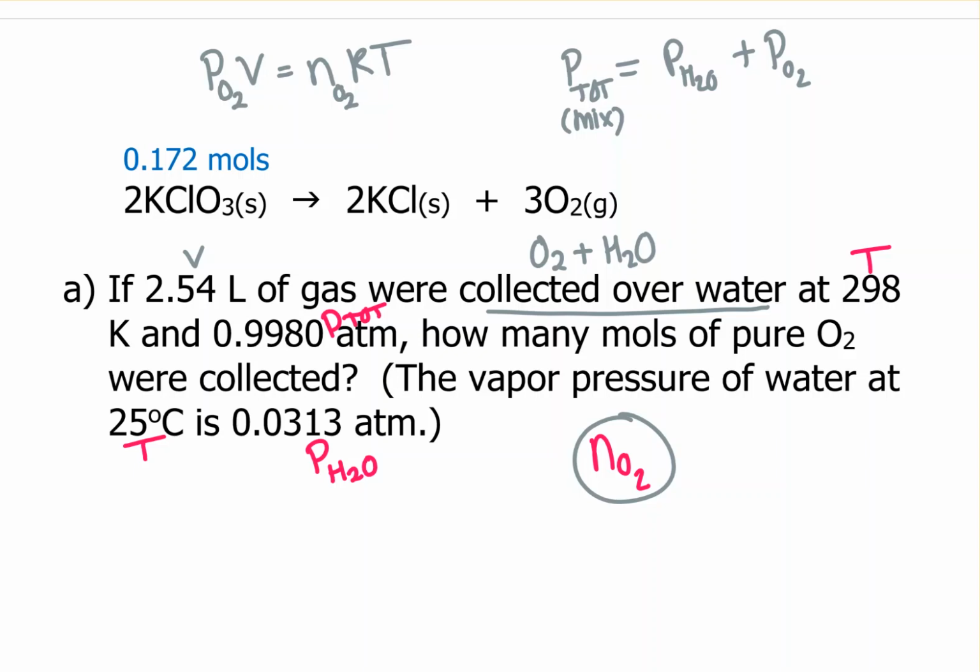Okay, so let's see what we have. We have our total pressure is given. This is given. So we could get the partial pressure of oxygen. If we do that, then we could put that in here. We have the volume, we have the temperature, and yes, we could get our moles of oxygen. So that's our plan. We'll use this one, then this one.